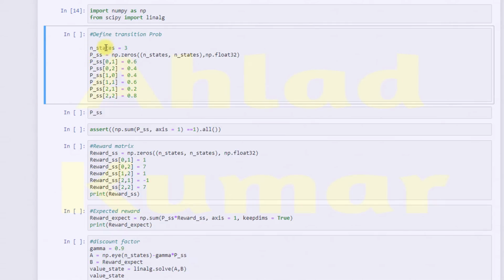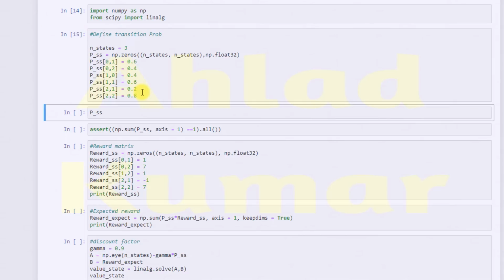If you see, we have the number of states equal to 3, and then we are defining the state transition probability P underscore SS, initially defined with zeros, as a matrix of size 3 cross 3, and we are defining float32 as the type of the elements in this matrix. And then we will be filling up appropriately the transitions which the Markov random process is doing with these values. These are all transition values. So let me execute this first.